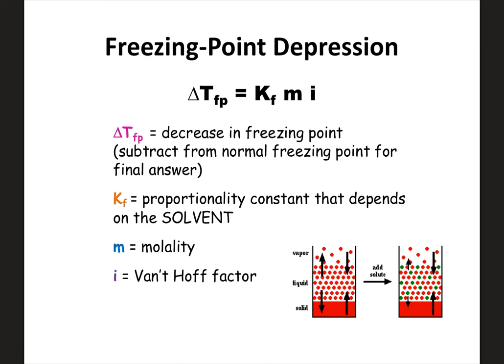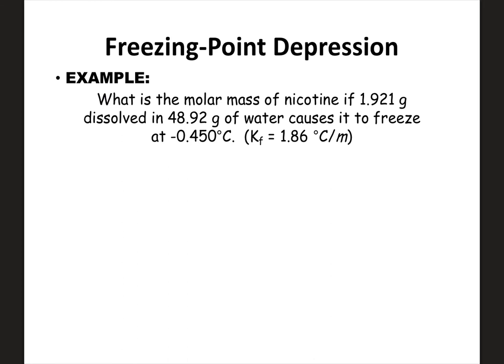So we're going to use this equation to do a problem now. This question says, what is the molar mass of nicotine if 1.921 grams dissolved in 48.92 grams of water causes it to freeze at negative 0.450 degrees Celsius, and they're giving us that Kf value here. You should realize a lot of times these problems are used to find a molar mass. They can be very useful for finding a molar mass in the lab, so you need to know how to do these problems where you're finding the molar mass, not necessarily finding a freezing point, for example.